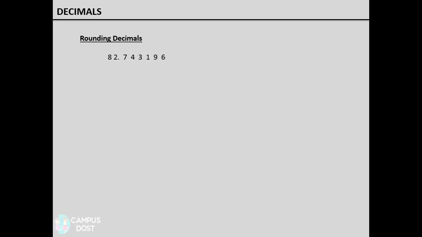If that next digit is 0, 1, 2, 3 or 4, then we will round the number down. And if the next digit is 5, 6, 7, 8, 9, then we will round the number up.